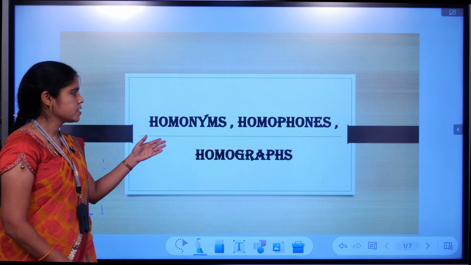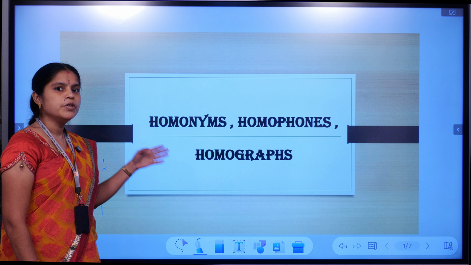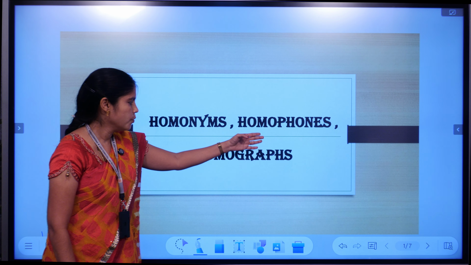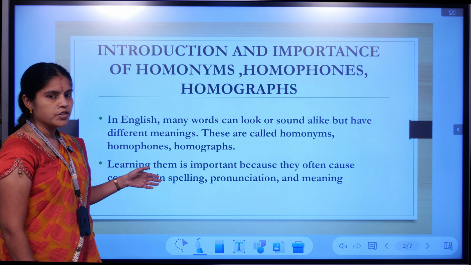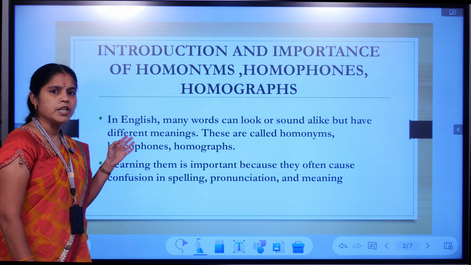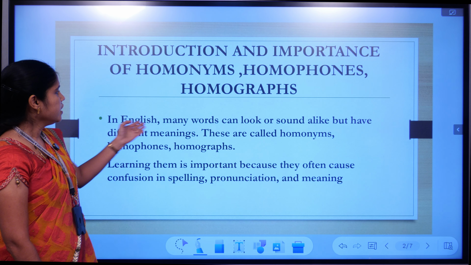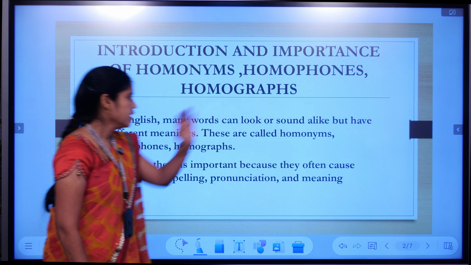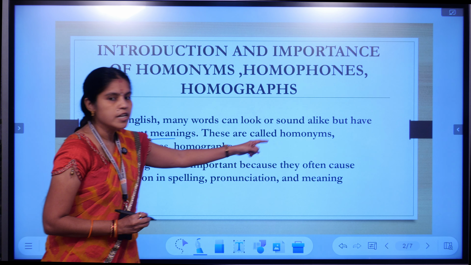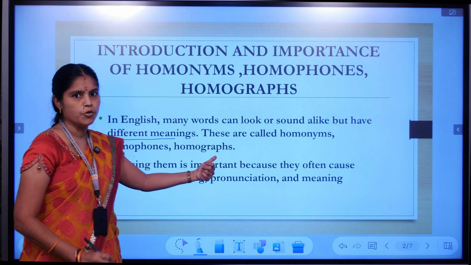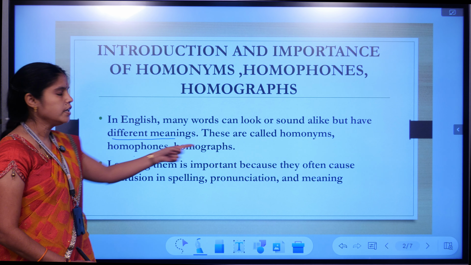Today I am here to discuss homonyms, homophones and homographs. Let me explain in detail what homonyms, homophones and homographs are. First, an introduction. In English we have so many words with the same spelling but different meanings. Many words can look or sound alike but have different meanings. These are called homonyms, homophones or homographs. I'll give you a detailed explanation of each.